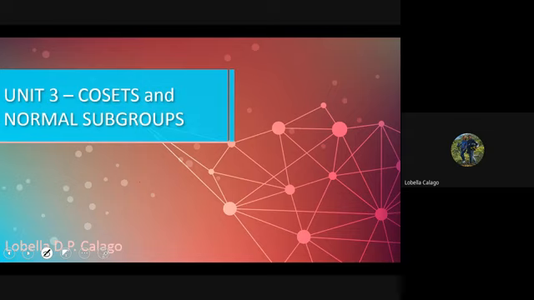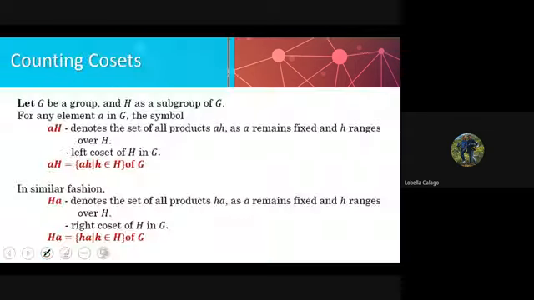Okay. So, what is cosets or counting cosets? Kasi bakit siya tinawag counting cosets? Kasi ang cosets may left and right cosets at kinakount niya kung ilang cosets meron. Kaya nga tinawag siyang counting cosets.